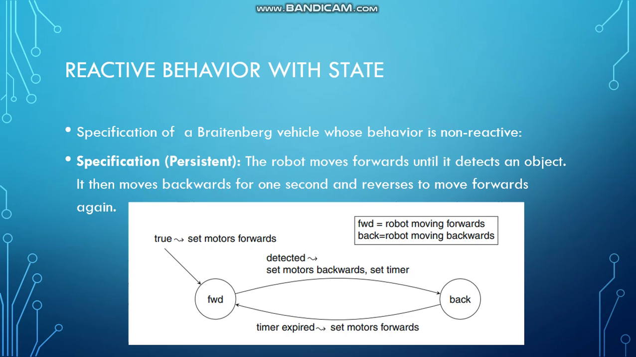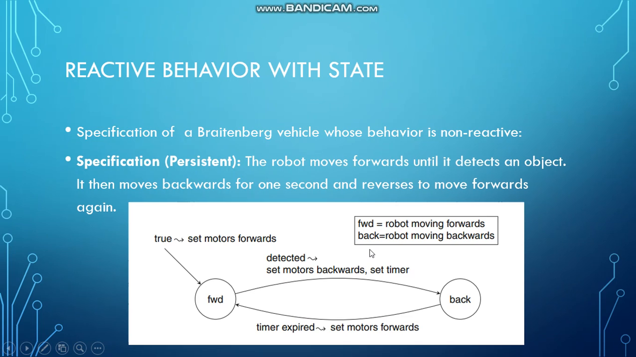So the next topic is reactive behavior with state. Here we have a specification of a Braitenberg vehicle whose behavior is non-reactive. The specification is persistent. The robot moves forwards until it detects an object. It then moves backwards for 1 second and reverses to move forward again. So this is the finite state machine of this Braitenberg vehicle.